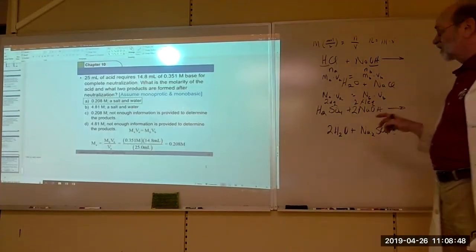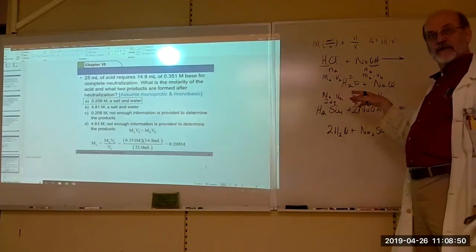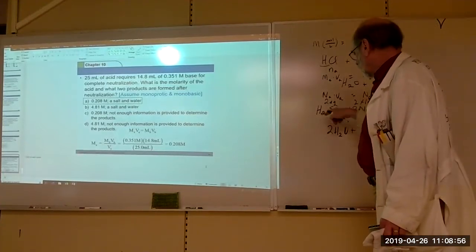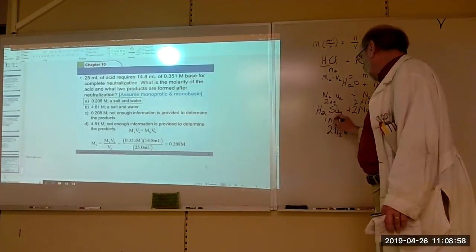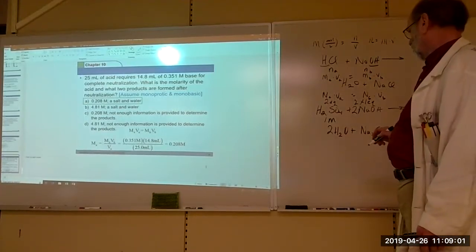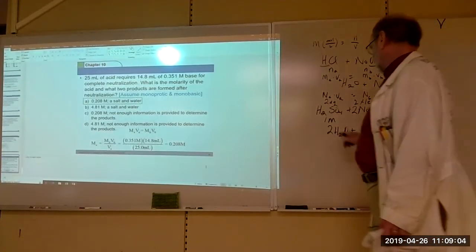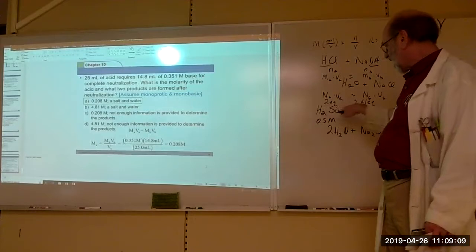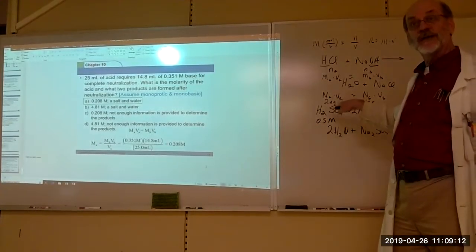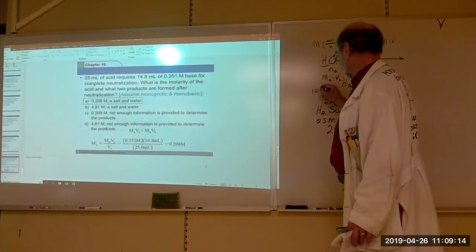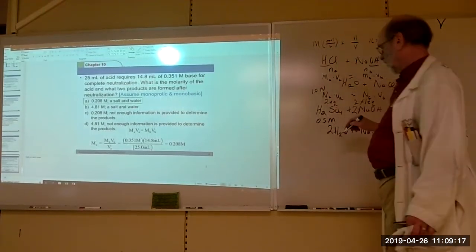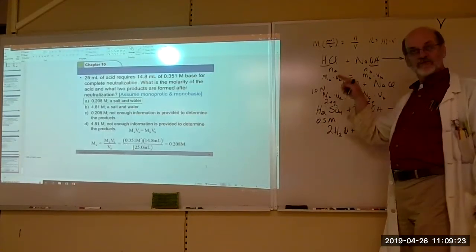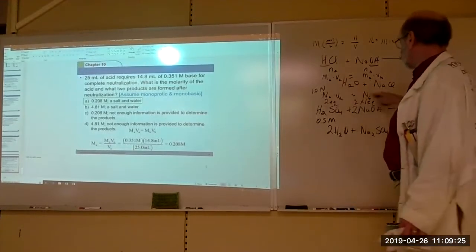Normality takes into account equivalence. So if you know the equivalent concentration, so if sulfuric acid is 1 molar, actually, let's make it half molar. If it's 0.5 molar sulfuric acid, what's its equivalent concentration or normality? It's 1 molar, 1 normal, because for each mole of this, you have 2 hydrogens, right? So 1 normal. So if you know the normality, then you can use this expression.